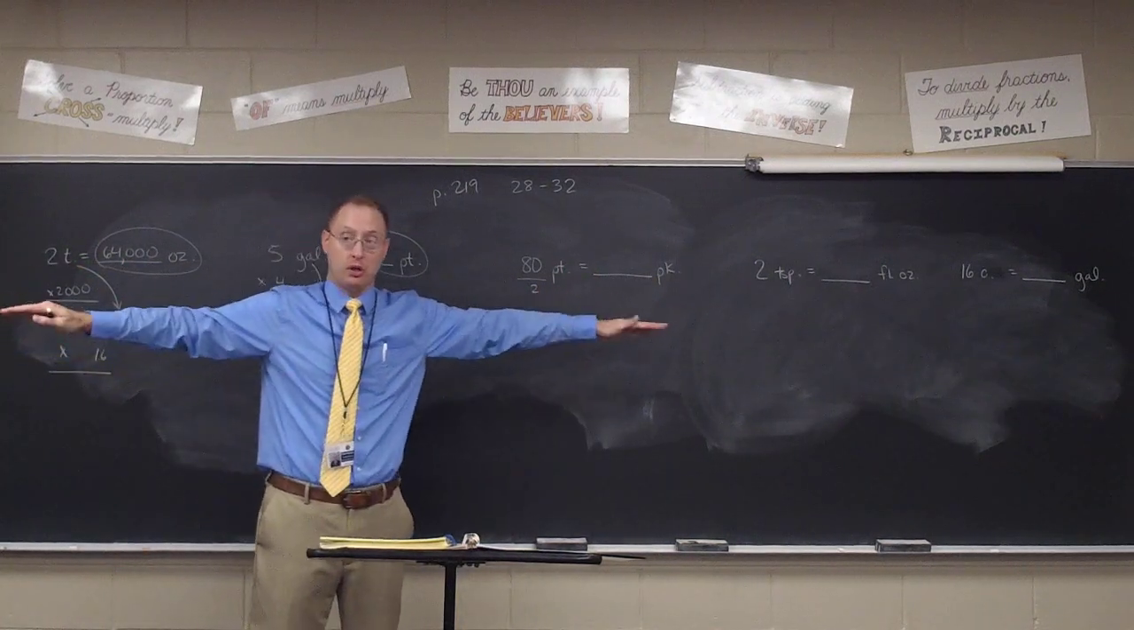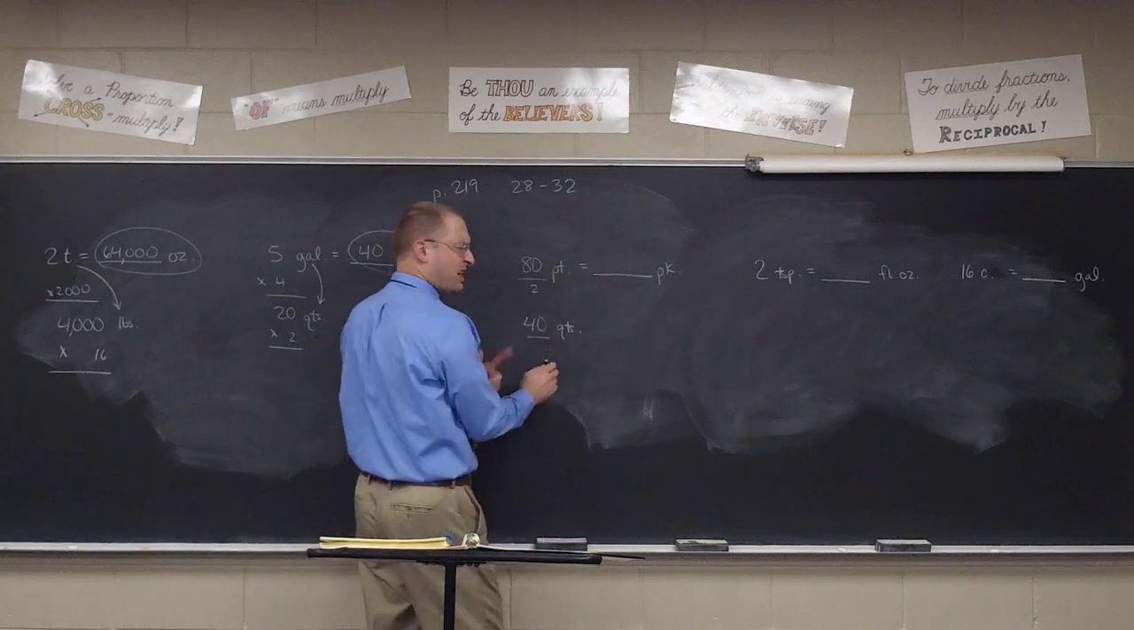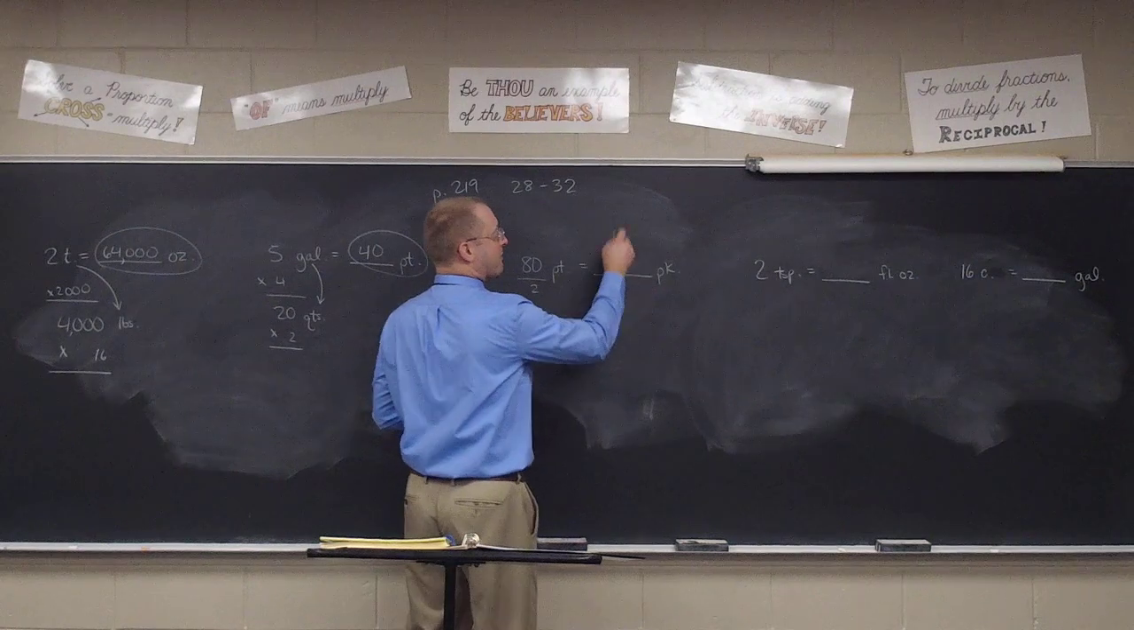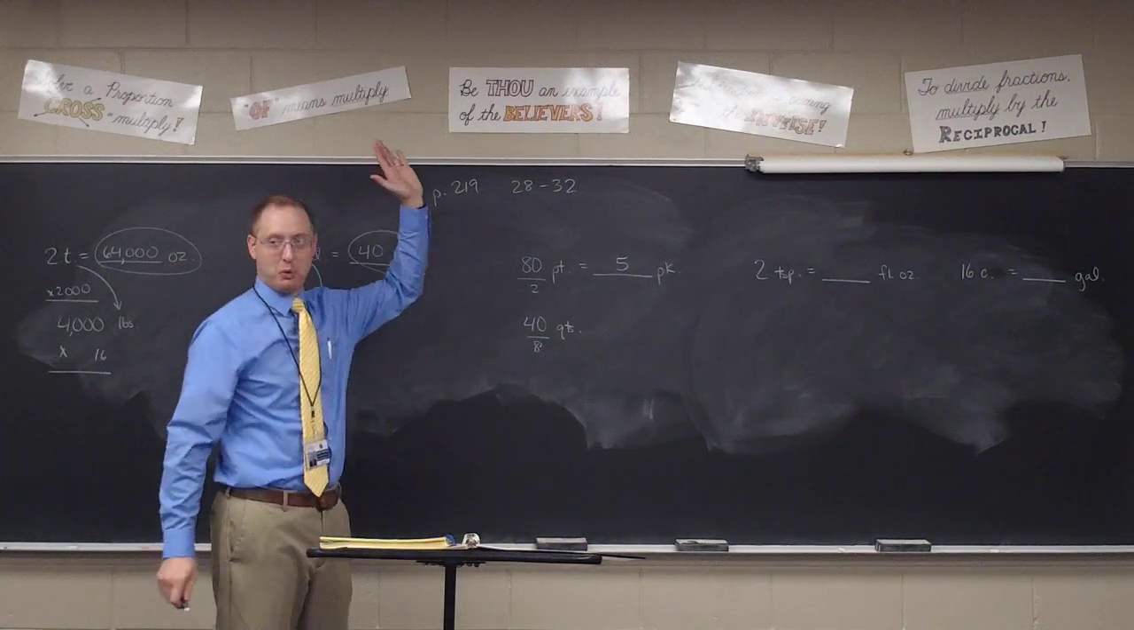Again, we have to divide. So I'm going to divide by, what was that number again? 8 quarts to the peck. So how many pecks? 5 pecks is our answer. How many had that for number 20 or 30?